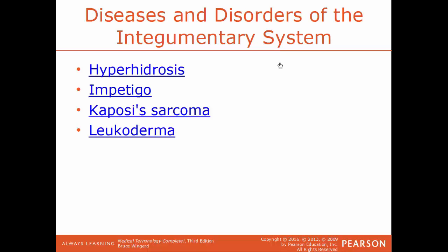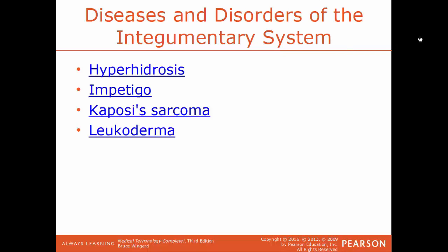Kaposi sarcoma is a rare type of tumor that's often associated with people who have AIDS. And this is a type of cancer that will develop within blood vessels or in the lymph nodes. And the last one on here, leukoderma, is another word for vitiligo. This is where you have a localized loss of pigment in the skin. So basically your skin, instead of being one skin tone throughout your body, there'll be patches of your skin that has become lighter because of the loss of pigment.